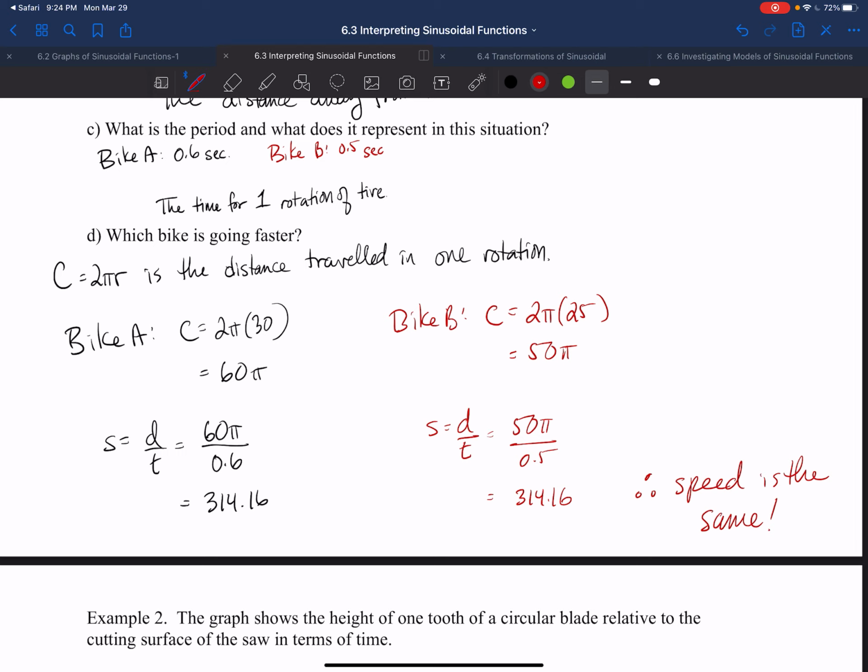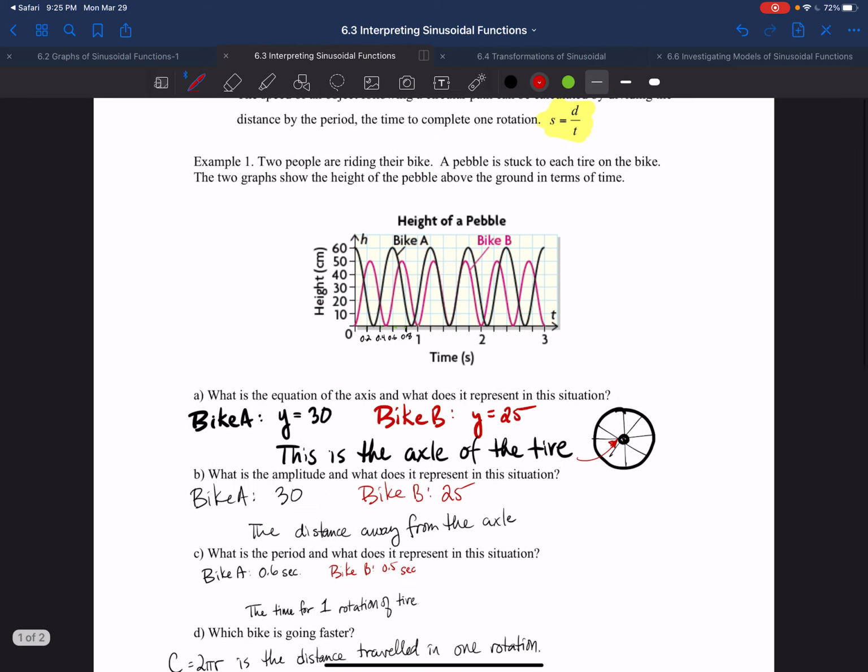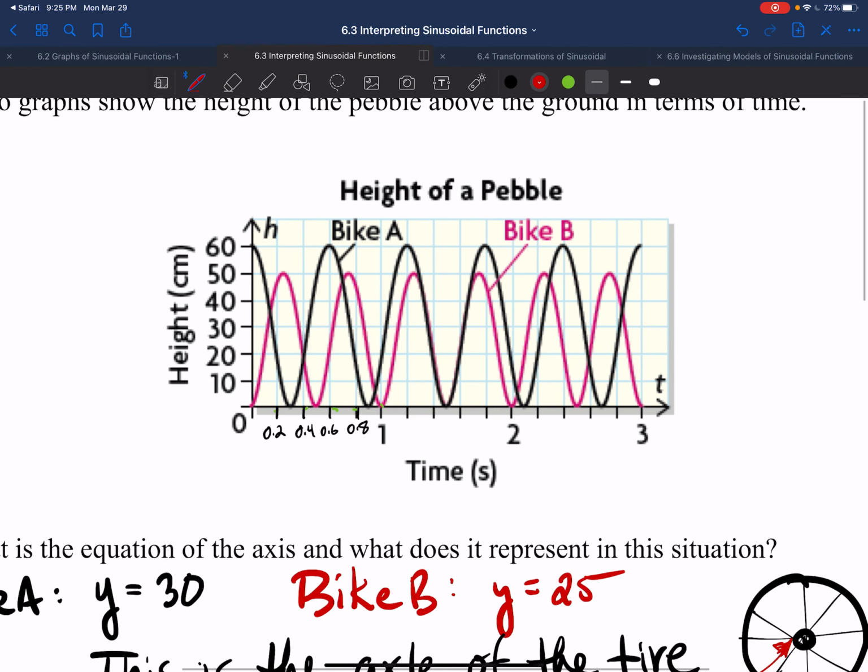Okay, so if we go back up here, and if we were in class together, we'd have a whole discussion about this beforehand. But you might think that bike A is faster, or sorry, the pink one is faster because it looks like it's doing more of it, but it's not. It might be turning faster, but because the wheel is smaller, it's not going as fast.